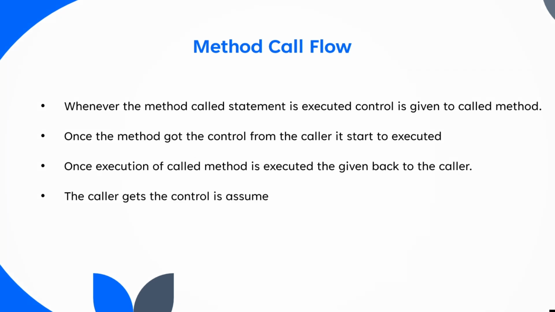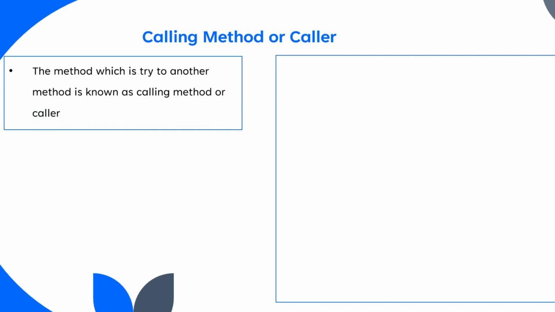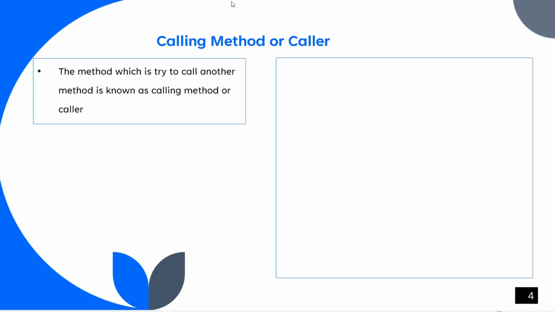The caller then gets the control and resumes. Next one is the calling method or caller. Basically it is the method which tries to call another method. The method which tries to call another method is known as a calling method or caller. Let's take one example to understand the calling method or caller.